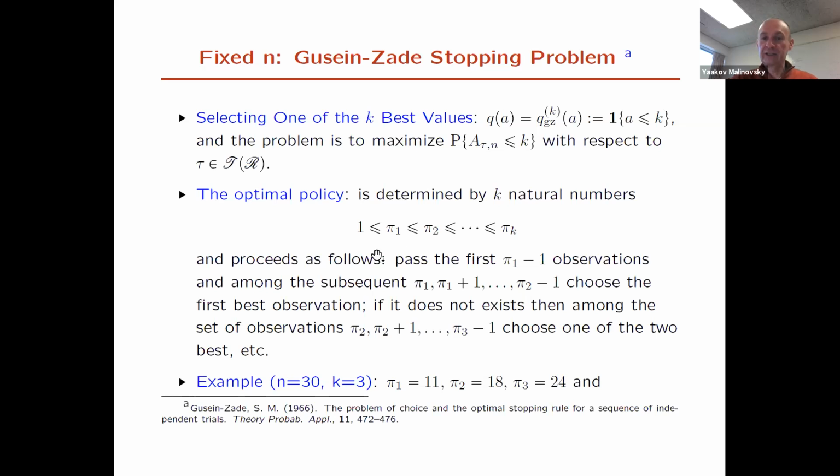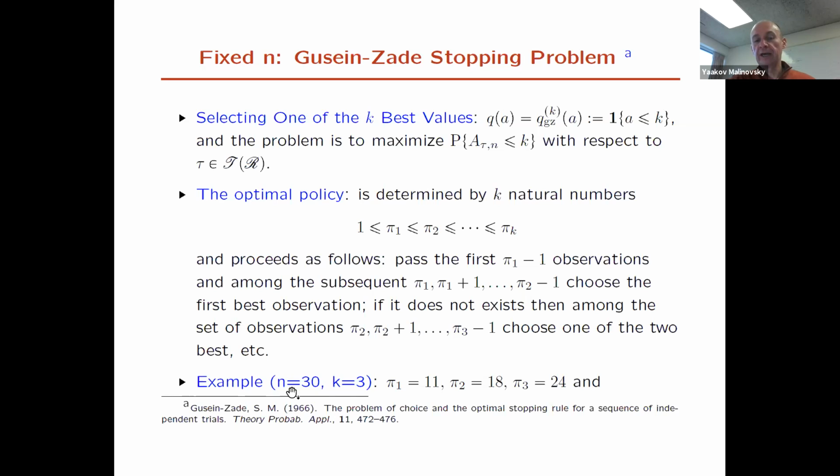In the optimal policy, you need to find k integers. In the beginning, you only observe π1 minus 1 observations. You only observe the relative ranks, but you don't take them. Then between π1 and π2 minus 1, you only pick an observation with relative rank 1. If no such one exists, between π2 and π3 minus 1, you pick relative rank 1 or 2, and so on until the end. If you don't have such, you take the last one, and the last one can be appropriate or not appropriate, and therefore the probability is not 1.